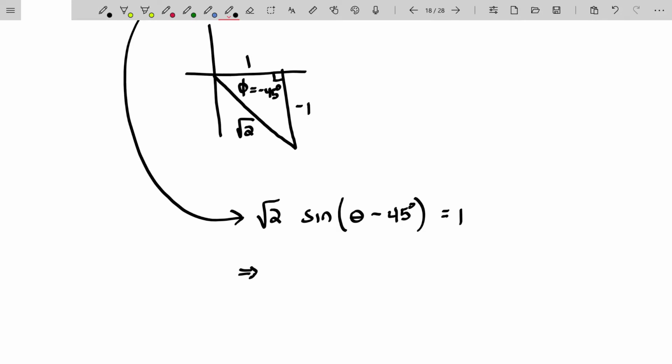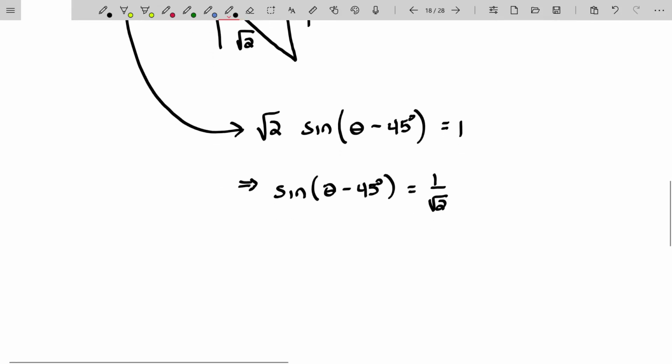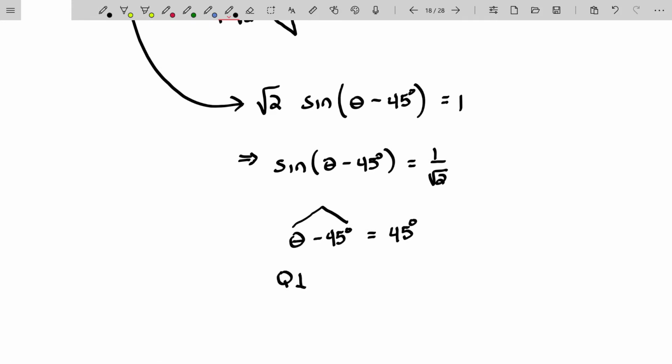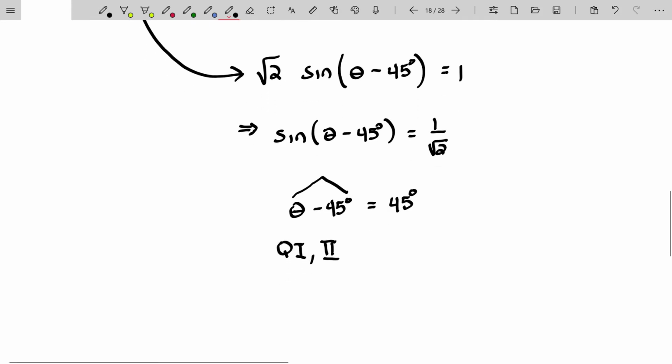Okay, well, let me divide both sides by the square root of 2. So we have sine of theta minus 45 degrees is equal to 1 over root 2. And now I can say, well, what is the reference angle? Well, the reference angle for theta minus 45 degrees is 45 degrees. That's what you would normally plug into the sine to get out an output of 1 over root 2. And sine is positive in quadrants 1 and 2. And so therefore, theta minus 45 degrees should equal, well, in quadrant 1, 45 degrees.